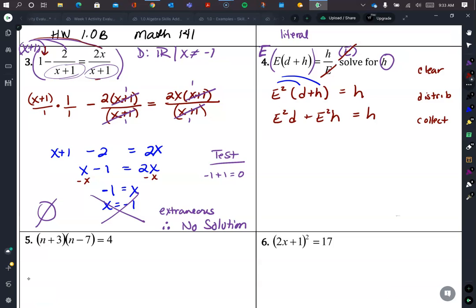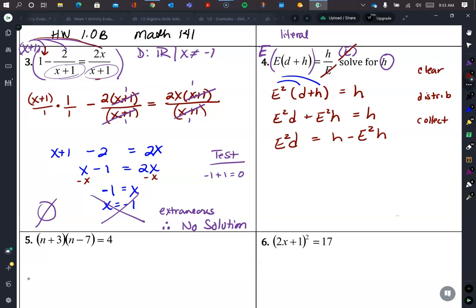But what I'm doing is getting the h's to one side, and I'm just going to get them to the right hand side. So I'm going to write it as e squared d, and I'm going to subtract the e squared h from both sides. So I end up with h minus e squared h. They're not like terms because of that e squared. We don't have exactly the same variable parts, so we can't combine them.